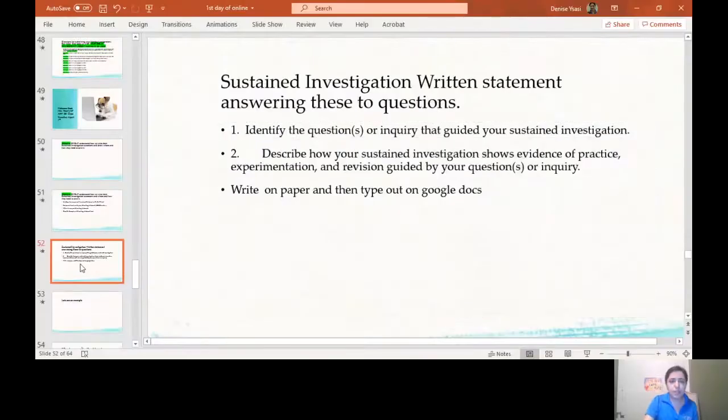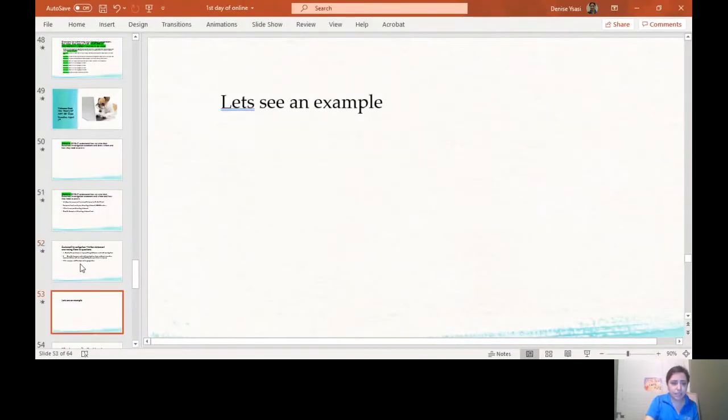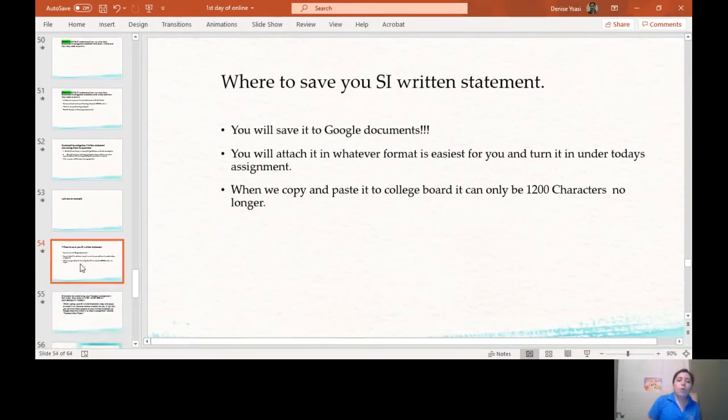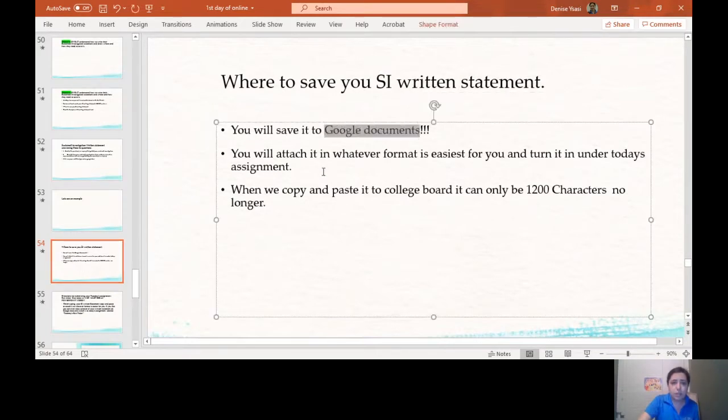So now I'm going to go ahead and share my PowerPoint one more time. Okay, so we can get to today's exit ticket. So where to save your sustained investigation written statement? You will save it to Google Documents. Yes, guys, you need to save it to Google Documents. You will attach it in whatever format is easiest for you and turn it in under today's assignment.